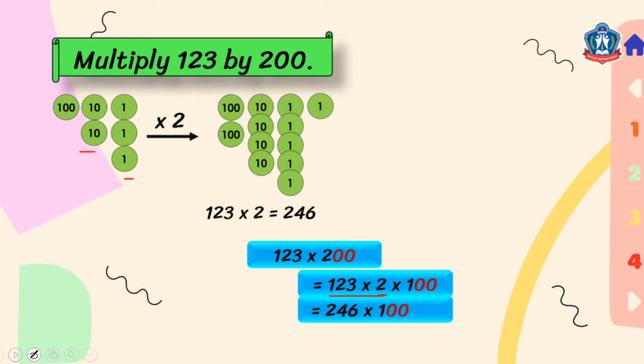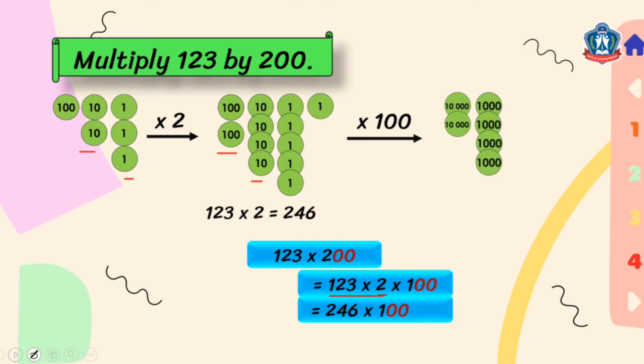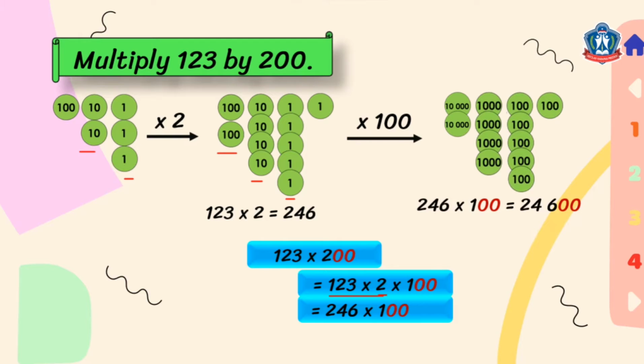After that, let's multiply it by 100. So 200 times 100 is 20,000. 40 times 100 is 4,000. 6 times 100 is 600. So 246 times 100 is 24,600. So look at our answers. 123 times 200 is 24,600. So if we observe, we add 2 zeros to our answer.